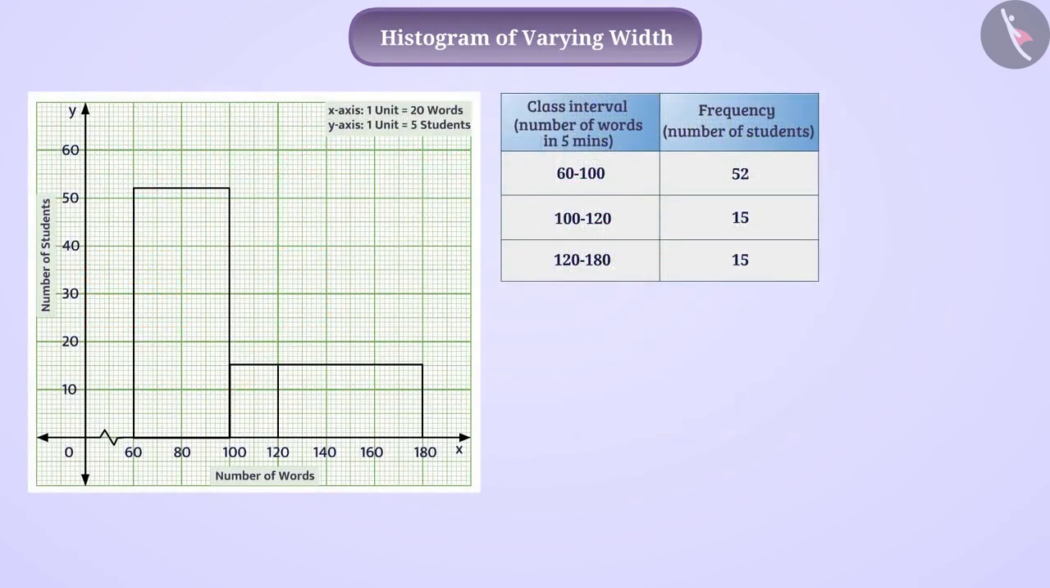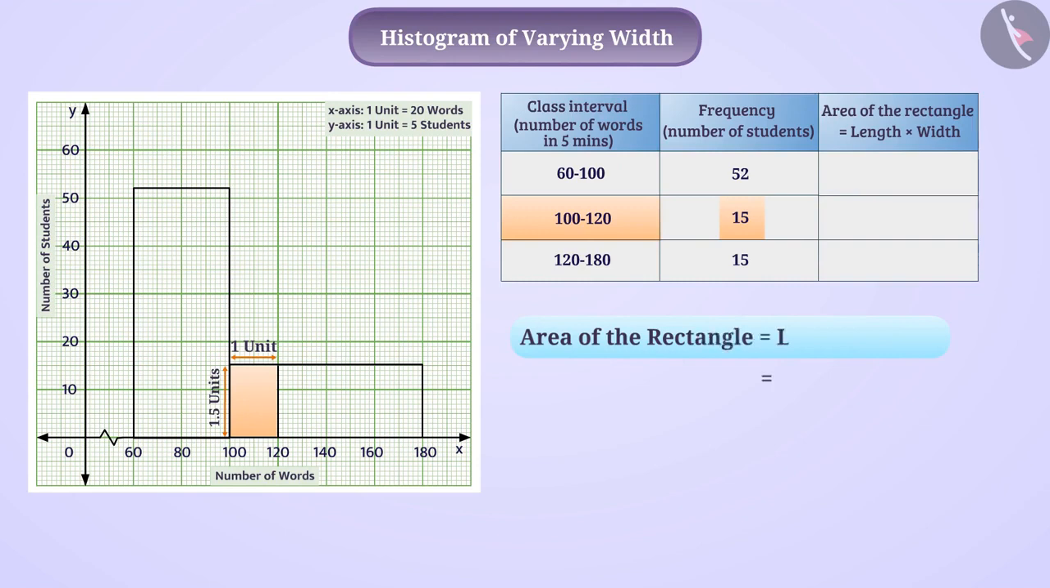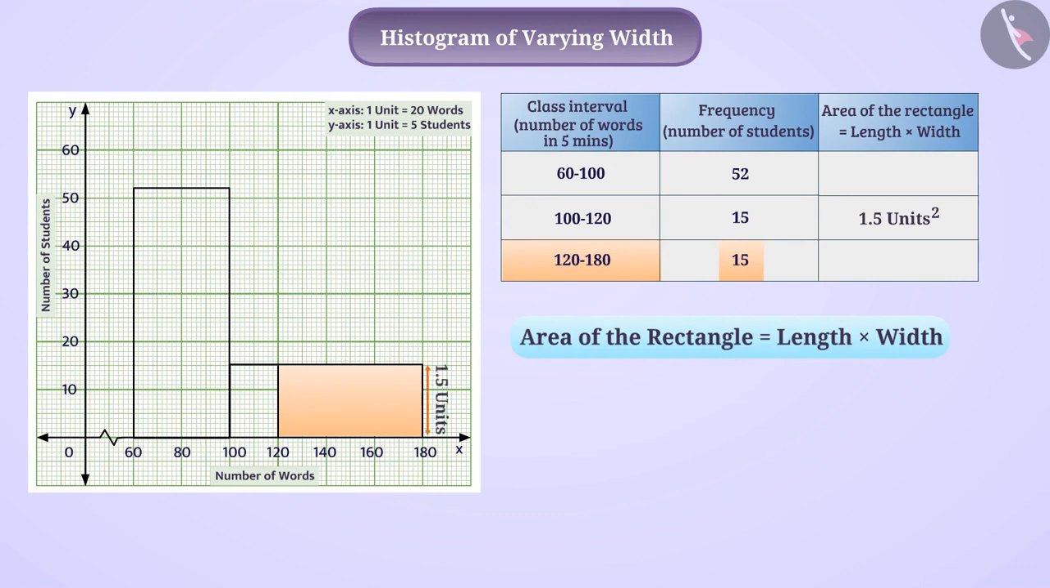Here we see that the rectangle representing the frequency 15 of the class interval 100 to 120 is 1.5 units in length and 1 unit of width. Thus, the area of this rectangle is length multiplied by width is equal to 1.5 square units. Similarly, the rectangle denoting the frequency 15 of the class interval 120 to 180 is 1.5 units in length and 3 units of width. Thus, the area of this rectangle is equal to 4.5 square units.